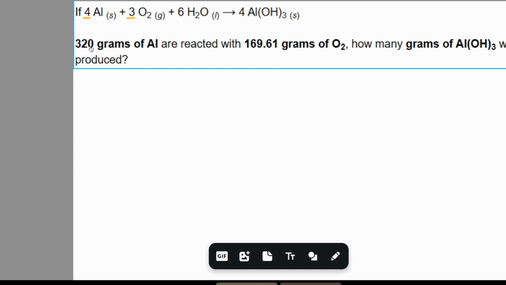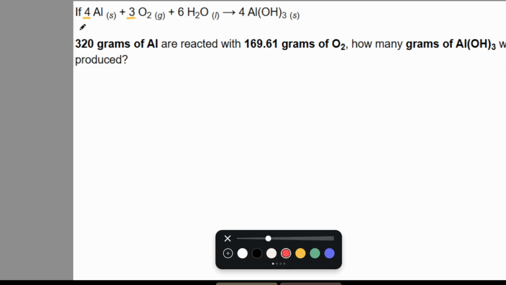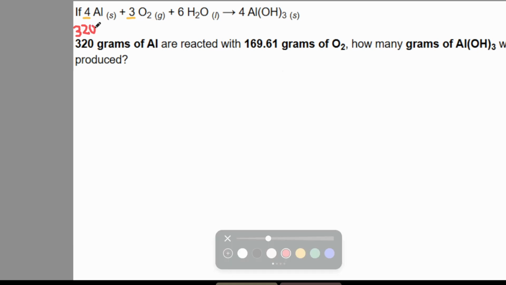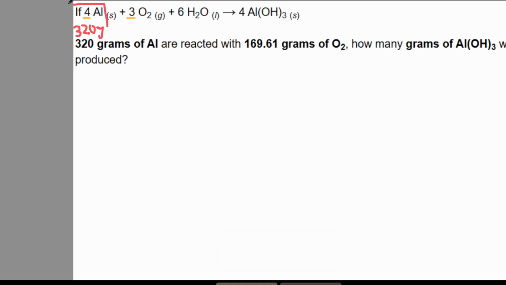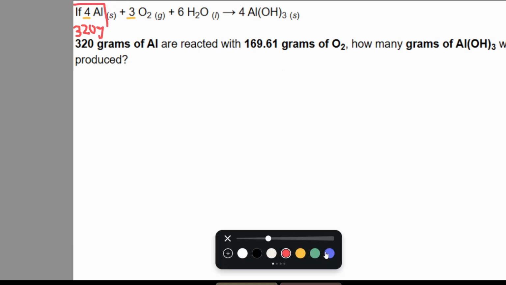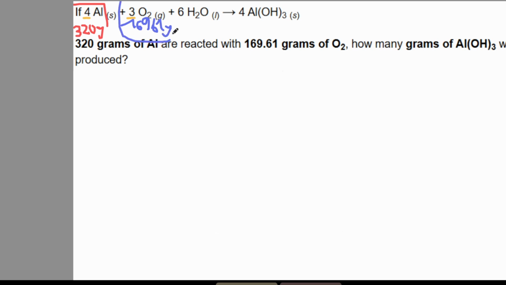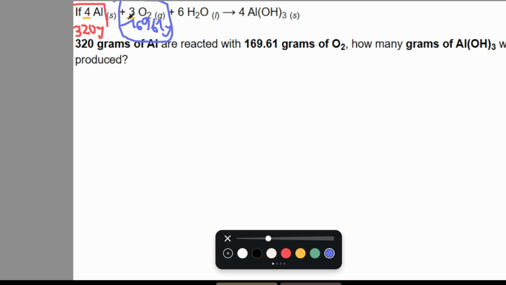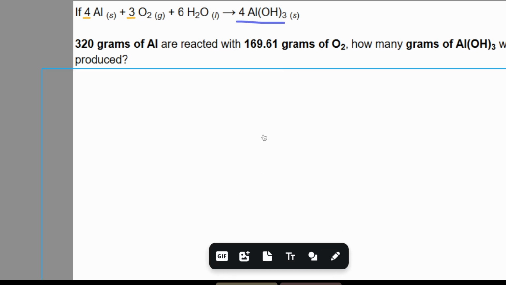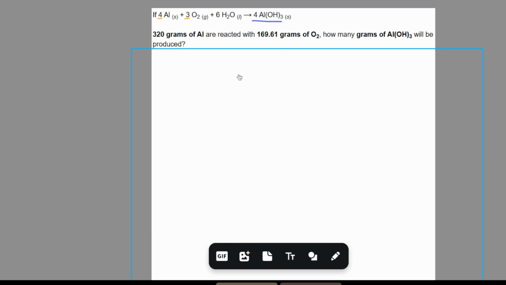And you're given 320 grams of aluminum, right? And you have 169.61 grams of oxygen. All right. So the ratio already, as we know, is 3 to 4 for oxygen and aluminum. And it's asking you how many grams of aluminum hydroxide is going to be produced once the reaction happens.